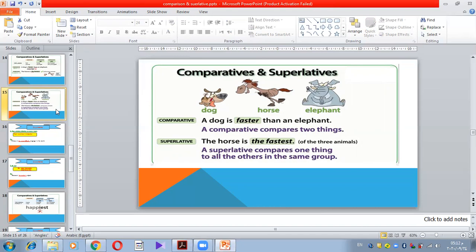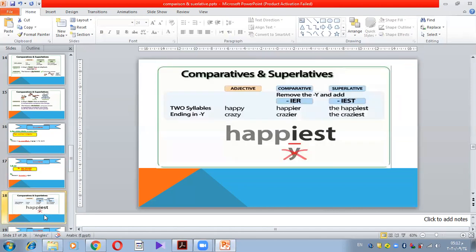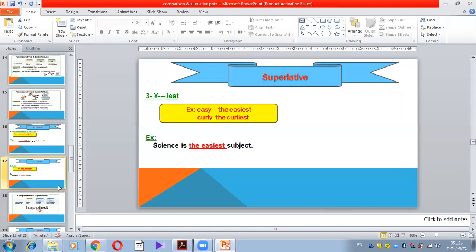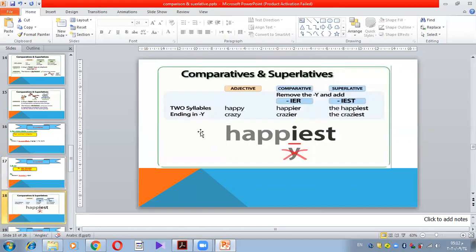Sorry, I forgot just to say this one more time. If I have this example, a dog is faster than an elephant, a comparative, it compares between two. The horse is the fastest, it means what? Compares one thing to all others in the same group. Okay? And the Y changes into I, as we said. So again, I'm gonna repeat it, sorry. The Y changes into I, and then I add the EST or ER, okay? If the comparative form is ER, in the superlative form we add EST, that's it.